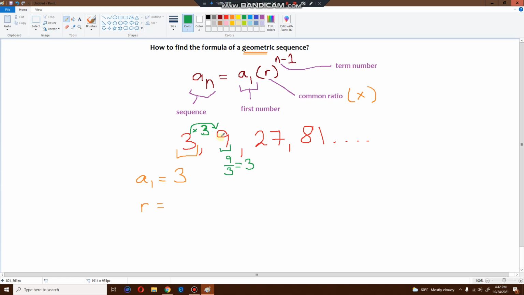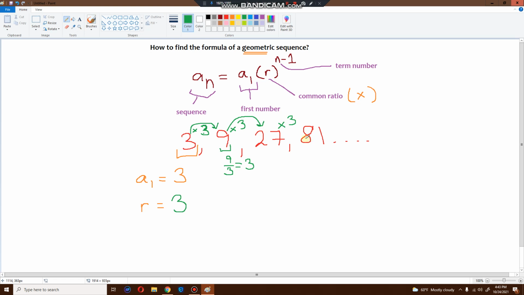I'm still not sure. Let me check the other one. 9 times some number got me 27. Well, if I do 27 divided by 9, it's 3. That looks like it's working. And then if I check with this one, 27 times 3 is definitely 81. So there we go. That is my common ratio. My common ratio is a positive 3. You see that? So common ratio simply means what number did you multiply in order to go from one number to the next number, and so on. It's got to be the same number.